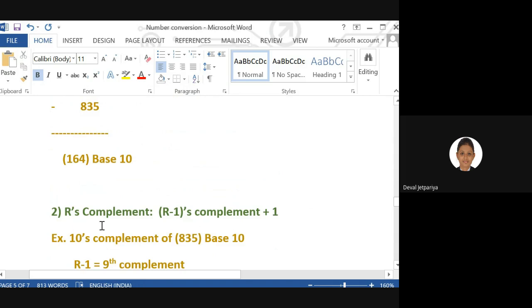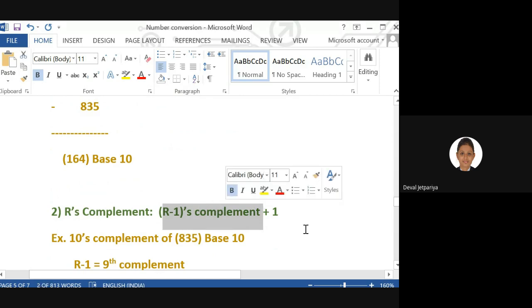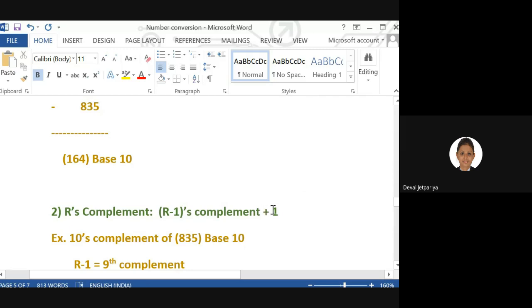Now suppose we need to find out r's complement. Then what we need to do, first we need to identify r minus 1, and whatever answer we are getting for r minus 1, on that we need to add plus 1.